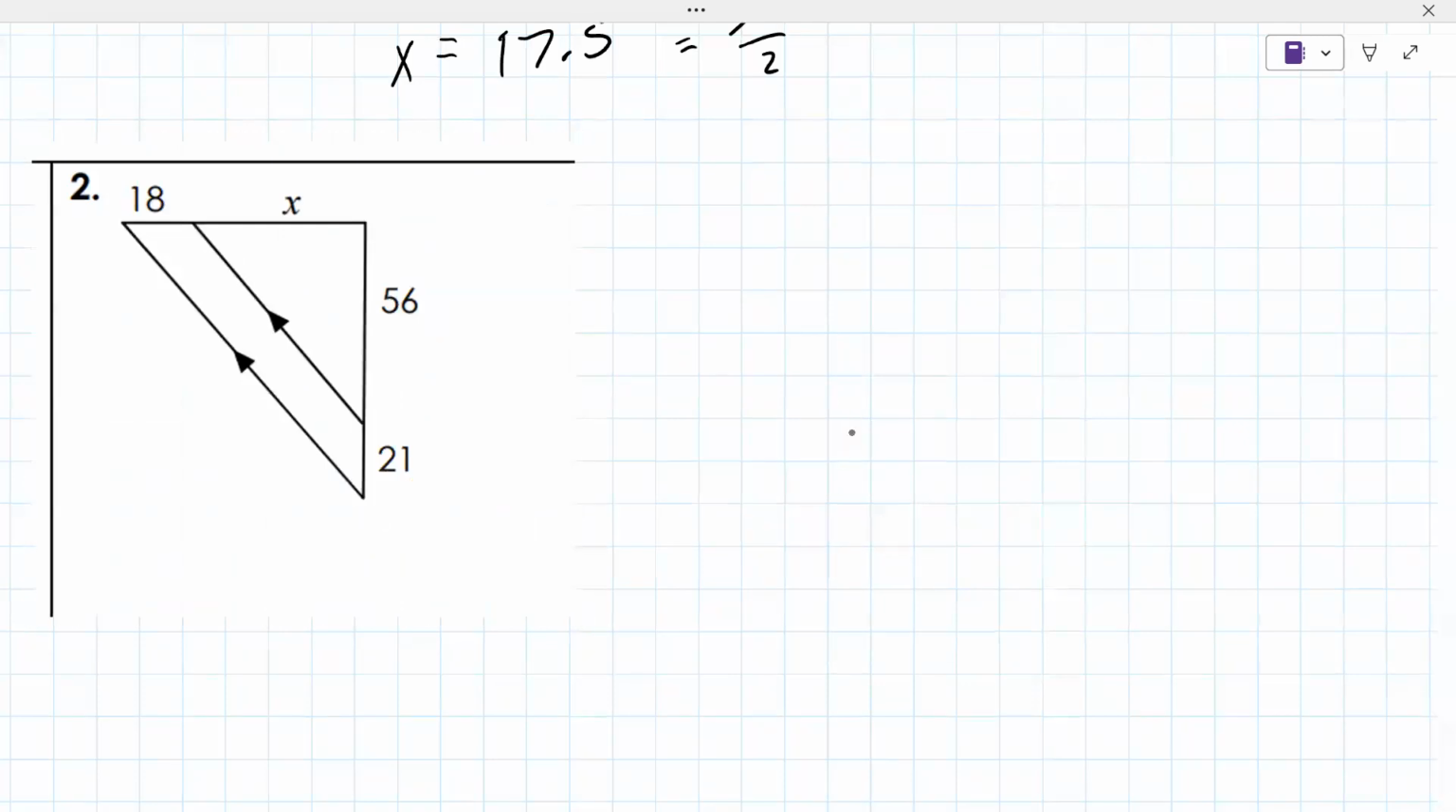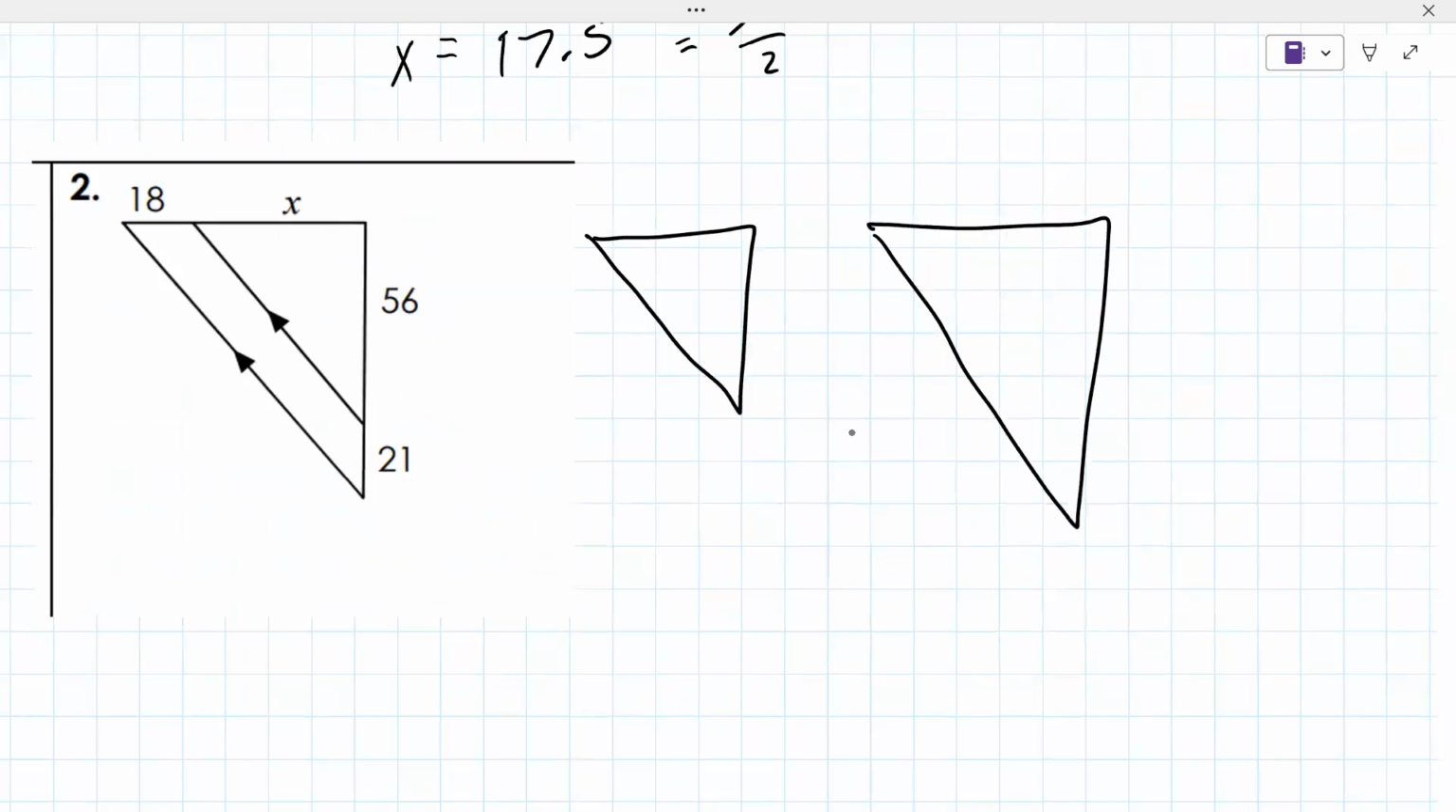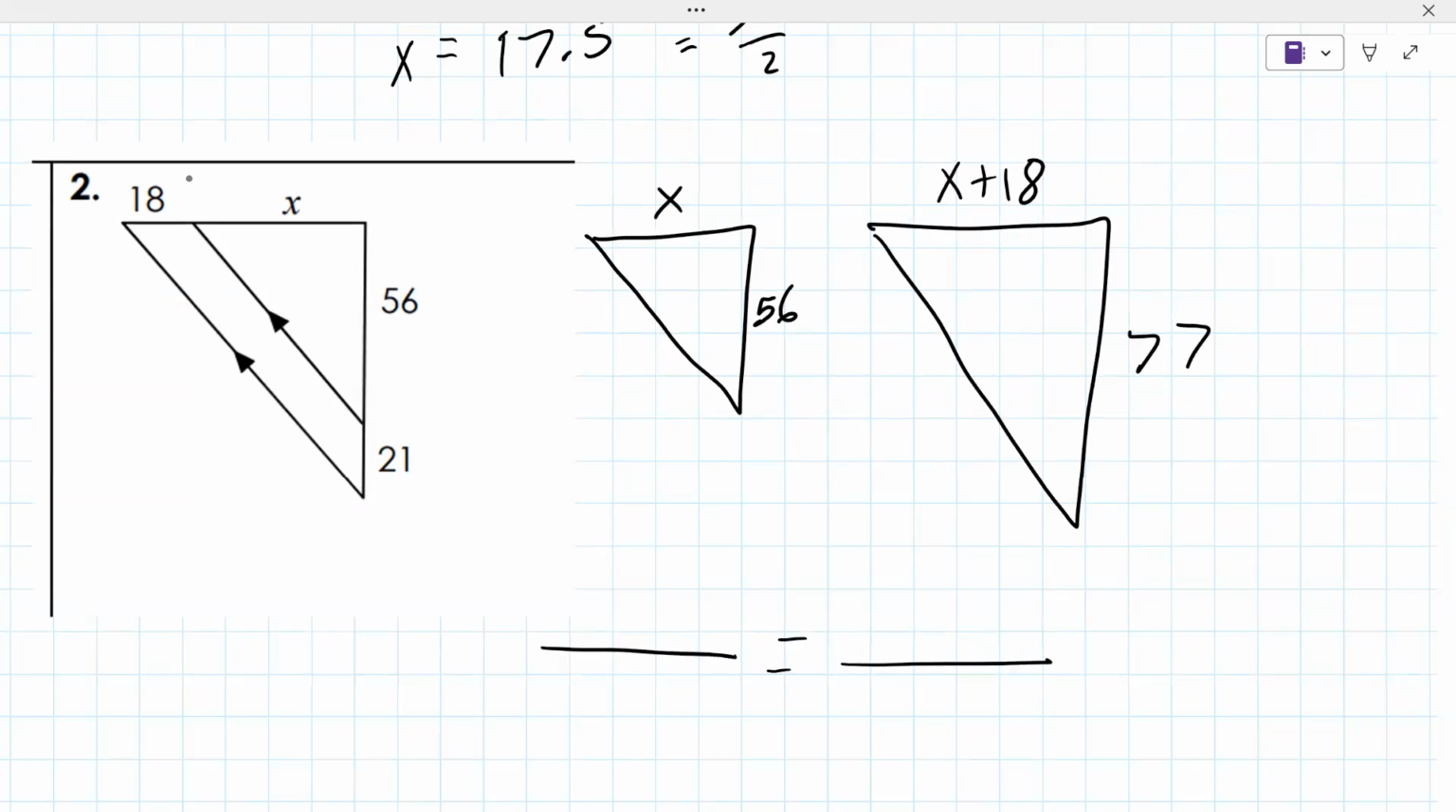Okay, so there's the small triangle, and then there's the big triangle. Small triangle, x and 56. Can you give me the top and the side of the larger triangle? What would that be? Okay, the top would be 18 plus x, and the side would be 77. Got it. Now you've got to set up the proportion. You can do that a number of ways. Give that a try. Let me know what you set up there, please.